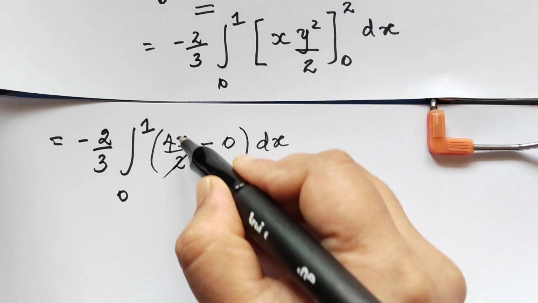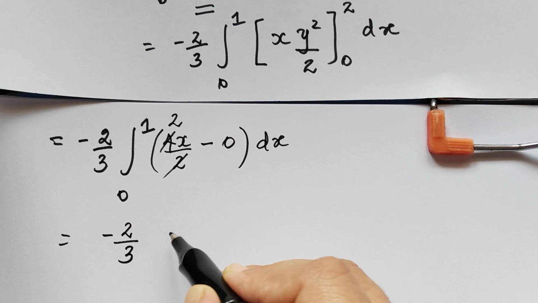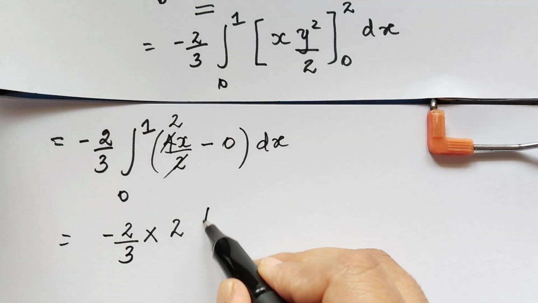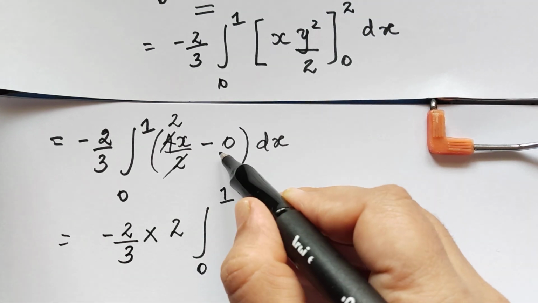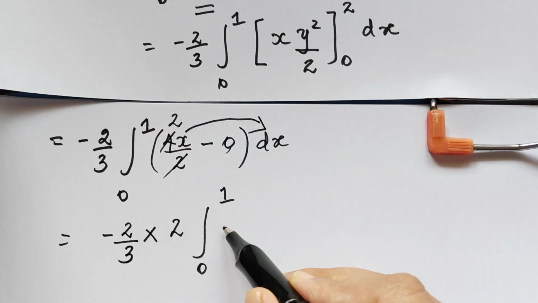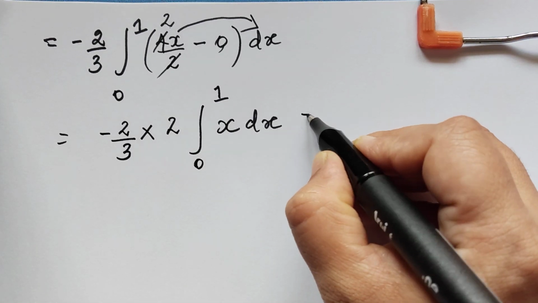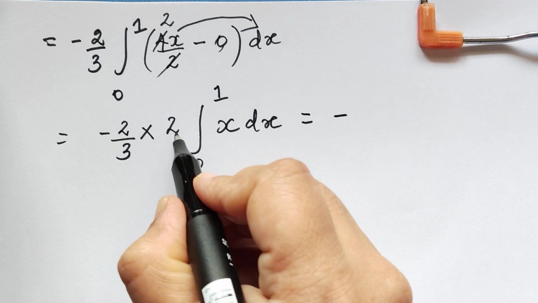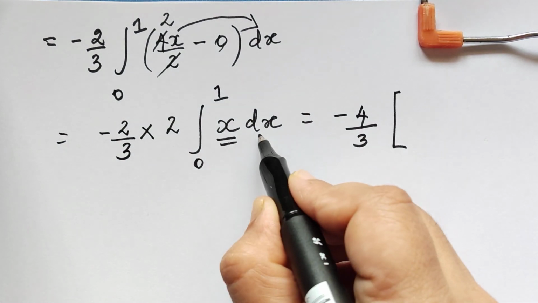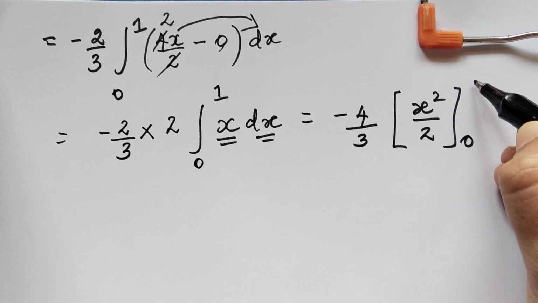So dx. Now this will get cancelled, that is twice. So that will be equal to minus 2 by 3 as it is, multiplied with the constant 2 taken out, and integral 0 to 1. Since the lower limit part is 0 and here we have x, what we will be left with is x dx. So further, on integration, this will become minus 2 multiplied with 2 is 4, so minus 4 by 3. And the integration of x with respect to dx is x square divided by 2, between the limits 0 to 1.